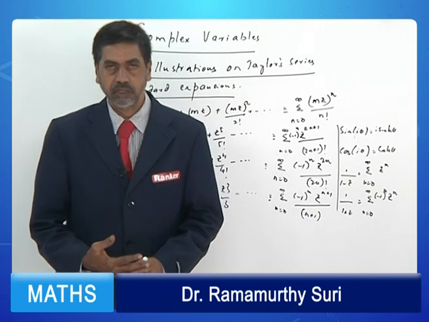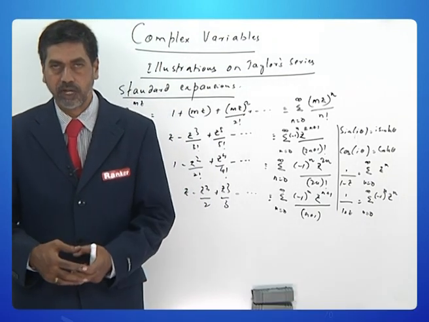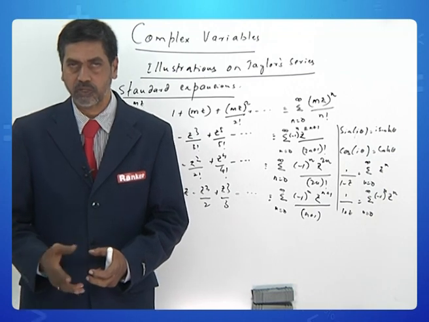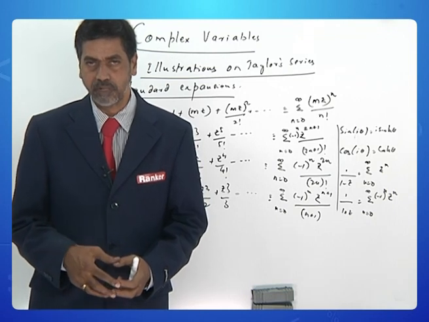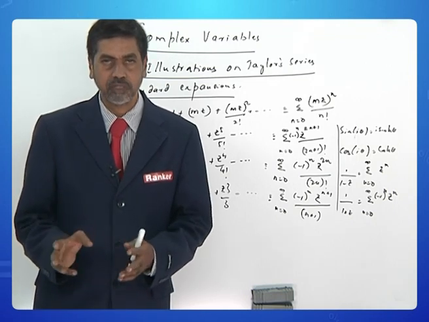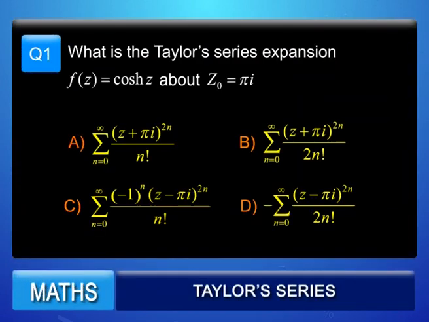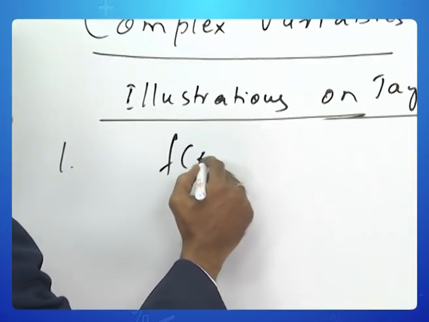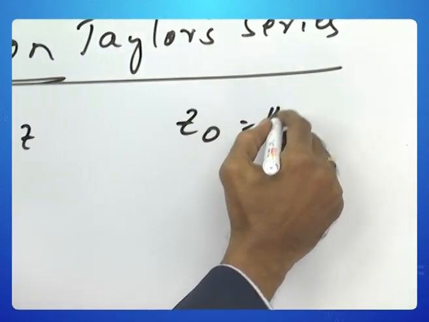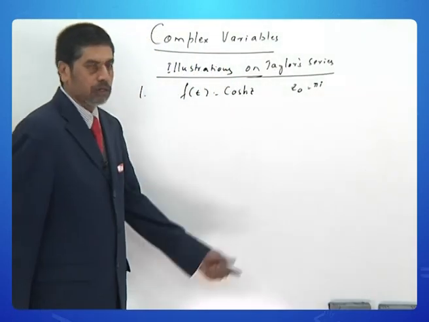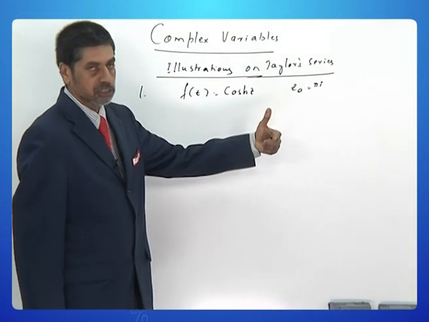So let's now begin a small exercise on how to tackle problems on Taylor series. Just before we start, once again, a Taylor series always produces positive powers of z minus a, and when a is equal to 0, the same series is called a Maclaurin series. Question number 1. What is the Taylor's expansion of f of z is equal to cos hyperbolic z about z naught is equal to pi I? Now this is the center of expansion, so we must go for a Taylor's.